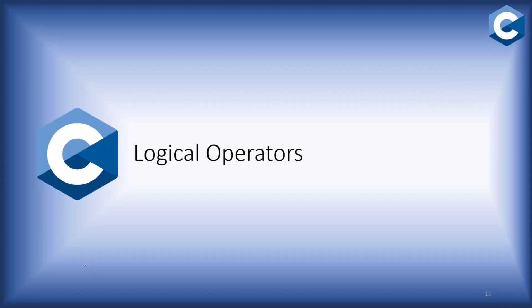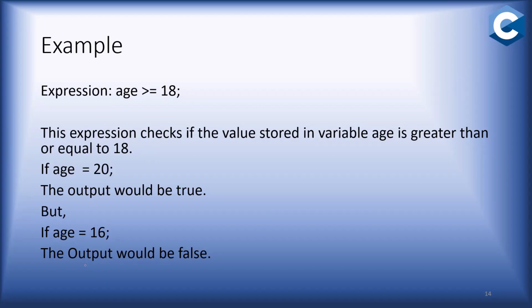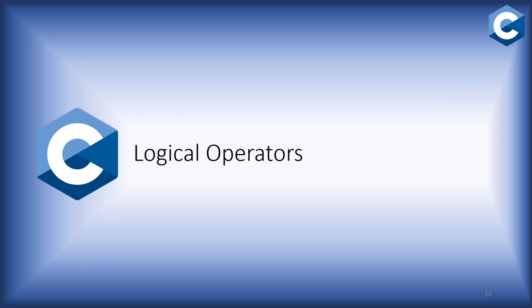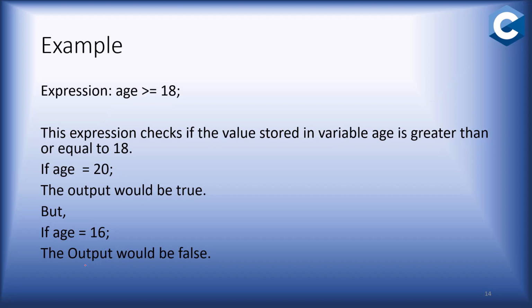Relational operators are versatile tools for comparing different data types in C, from numbers and characters to strings and pointers. As we progress, you'll see how they play a vital role in various programming tasks. Remember, the key is to understand what they compare and how they result in true or false values. Feel free to experiment with different expressions and values to solidify your understanding.